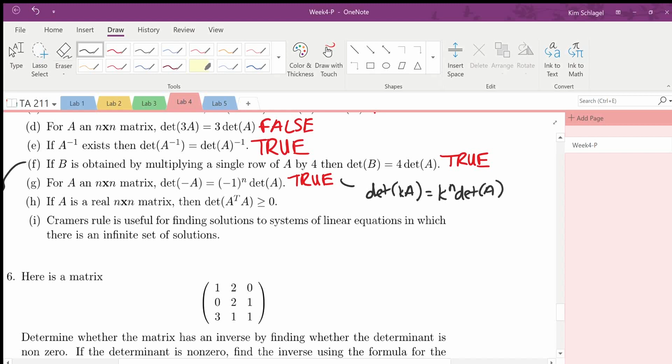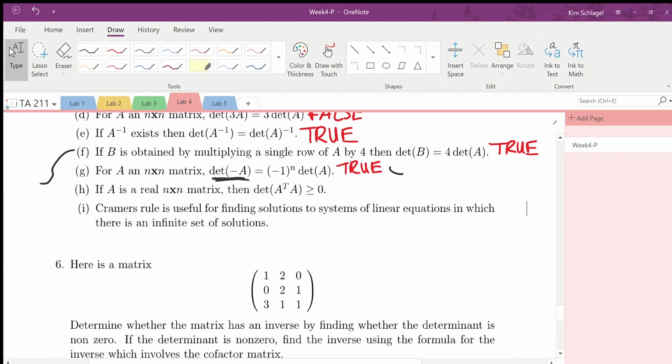So this one just comes from the rule that we were using. The determinant of negative A, in this case our k is negative 1, equals negative 1 to the n times determinant of A. So we are just using our formula, our determinant rules here. That's why this one is true.